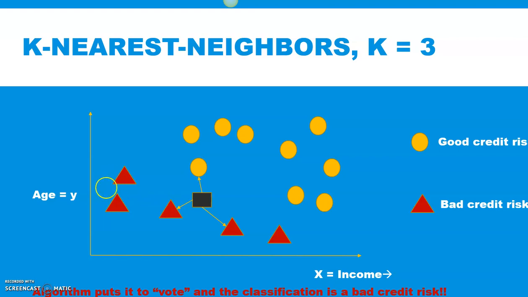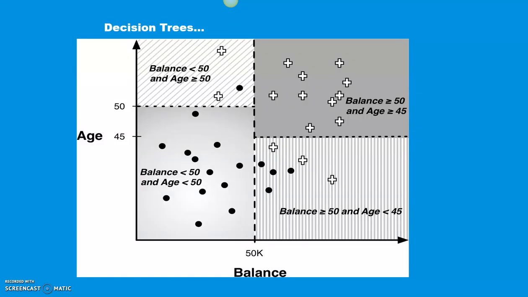But the intuitive idea is this black square is a new customer for whom you're trying to predict what their class label is. The yellow circles are good credit risks and the red triangles are bad credit risks. For k equal to 3 or k equal to some number, you measure the distance of the new customer to the 3 closest neighbors, and then you put it to a vote. So this new customer, for instance, is closer to 2 bad customers and 1 good customer, so this customer may be called a bad customer by the k nearest neighbors algorithm. Okay, that's what we did with k nearest neighbors. Let's go to decision trees.